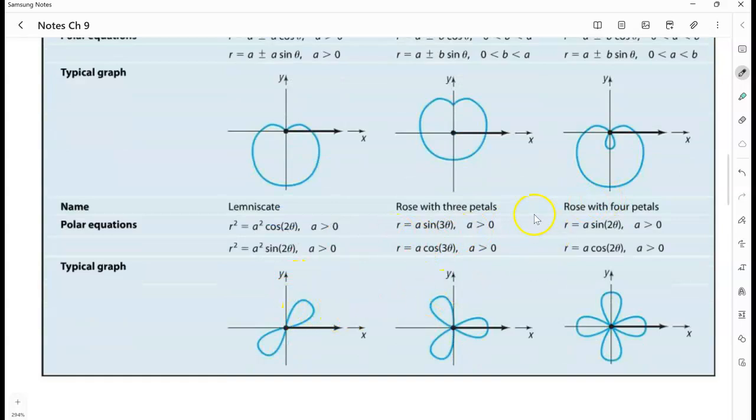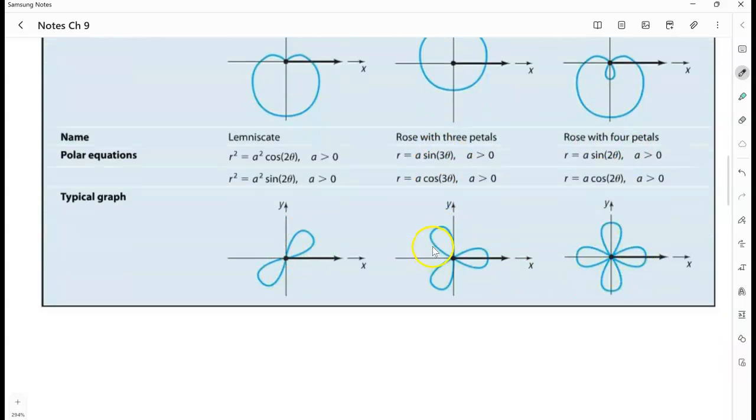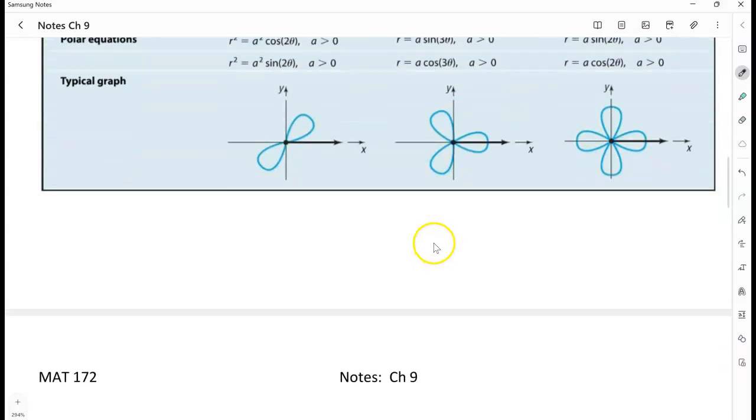And then we have some other figures. This kind of looks like a helicopter propeller. And then we have roses. All right, so what we're going to practice in this section is converting back and forth between rectangular and polar form. And then we're going to look at identifying some of these. And then we're going to look at some symmetry, and then we're going to graph one by hand.